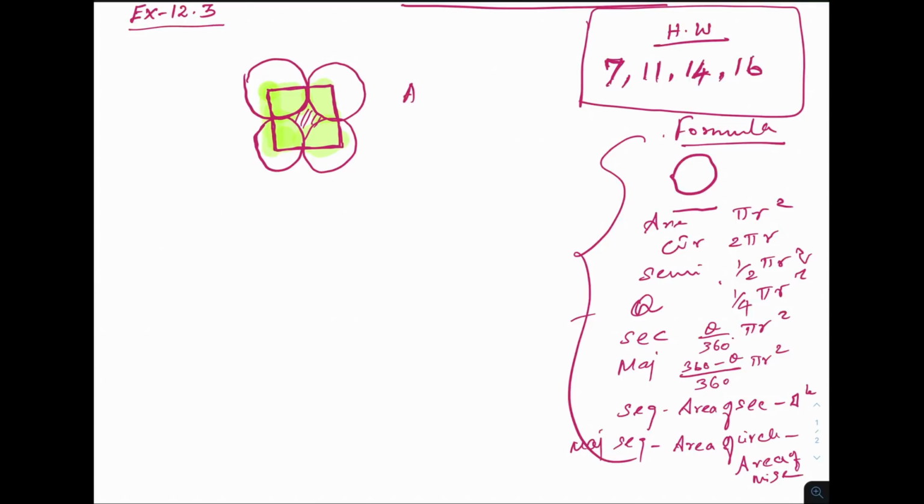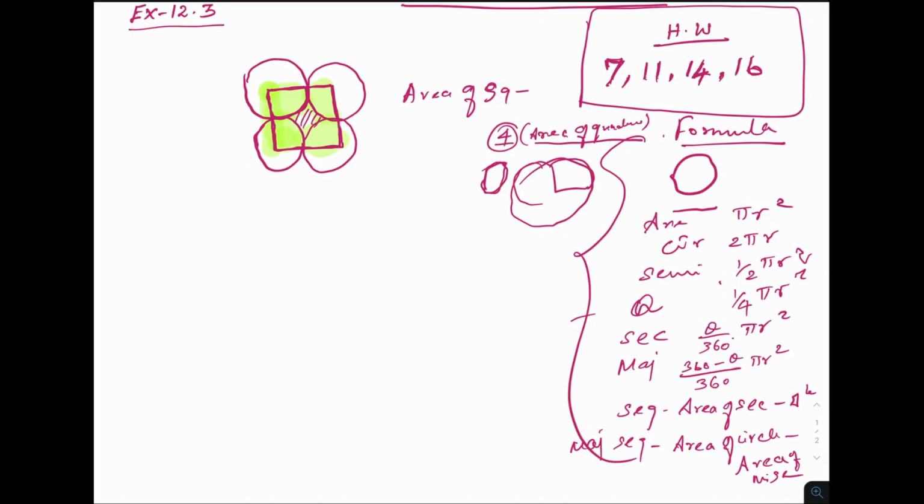So how to write the formula? Area of square minus 4 into area of quadrant. Here area of quadrant is 1/4. Here we have 4 quadrants with the same radius, when we join we'll get a circle. So 4 quadrants, this is how the quadrant will be. So 4 quadrants when we join we'll get a circle. So instead of 4 into area of quadrant, we can use area of circle. That will also give the same answer. This is question number 7.